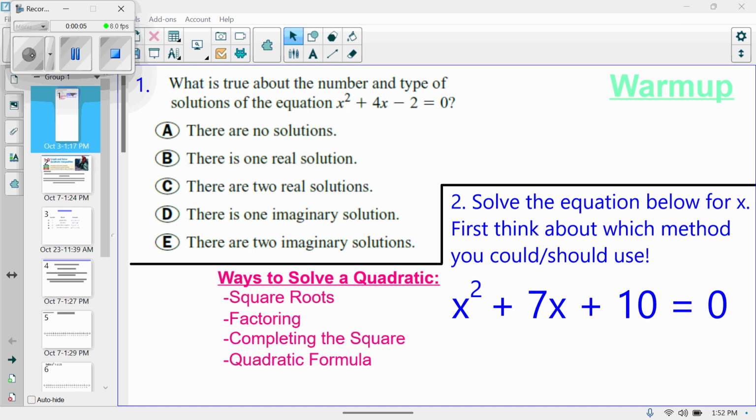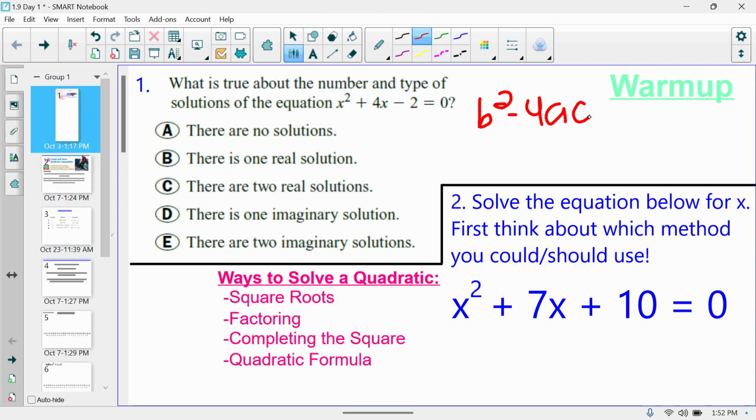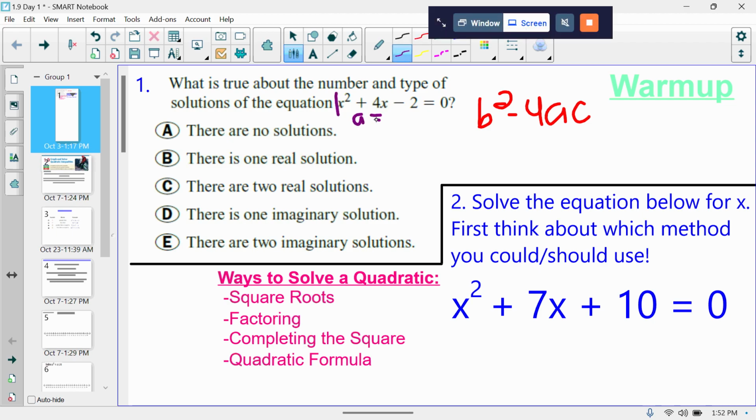Okay, so number one here, we learned the quadratic formula yesterday, but we learned that if you just calculate this part, b squared minus 4ac, which is called the discriminant, you can know without doing the whole formula how many solutions there are and whether they're real or imaginary. So let's say a is 1, b is 4, and c is -2. So we would want to plug those things into this formula.